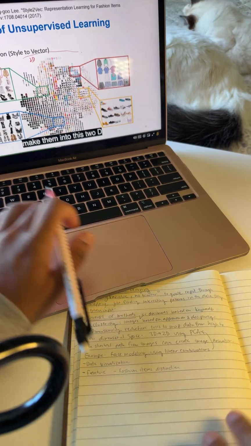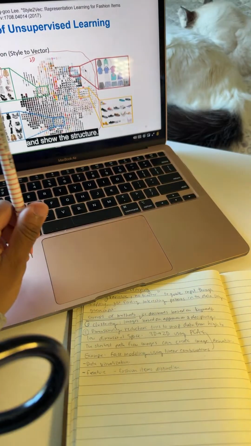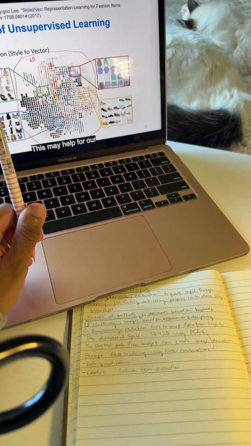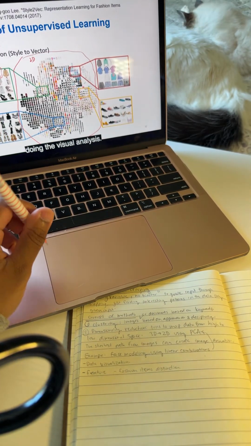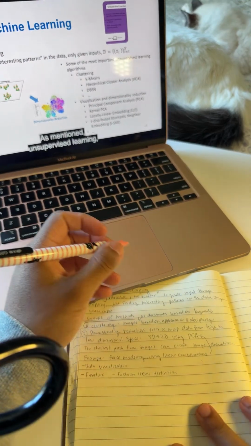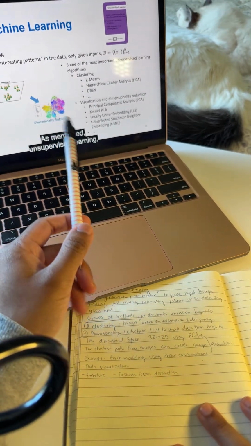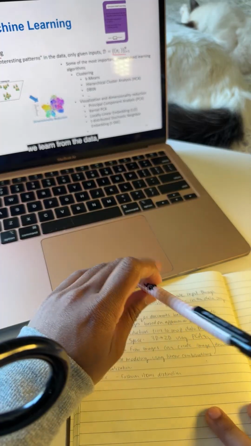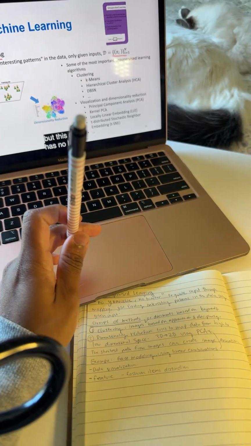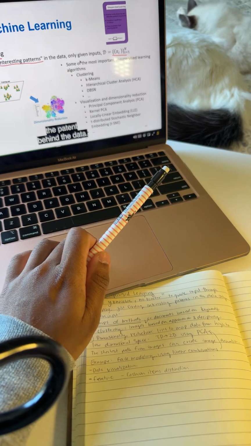Keep studying. True. And show the structure. This may help for our doing the visual analysis. So as mentioned, in unsupervised learning, we learn from the data, but this data has no label. We're trying to figure out the pattern behind the data.